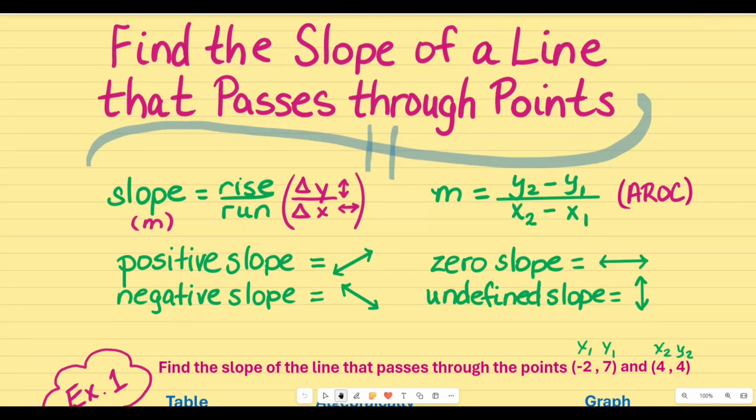Today I will demonstrate how to find the slope of a line that passes through points. So the first thing that you need to know is what the slope is. The slope is the rise over run, and it's usually represented by the variable m.